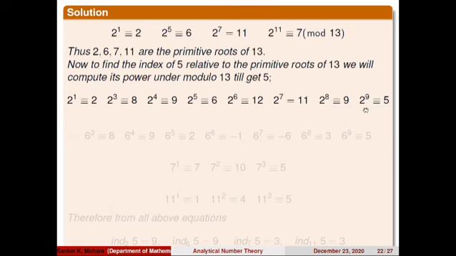Okay, so here I will stop my process because I got 5. Why are we stopping our process at 5? Because we have to find the index of 5 only. Okay, that's why.